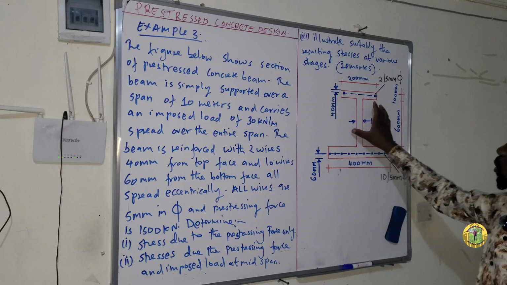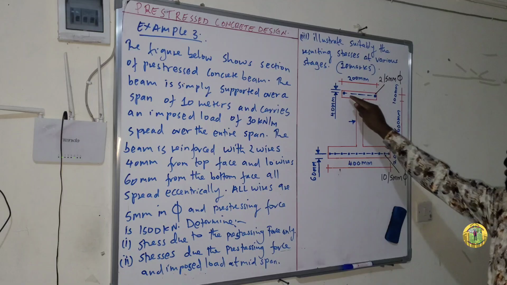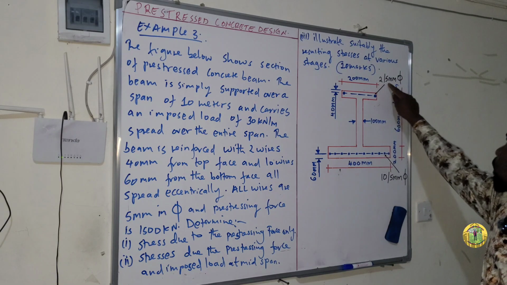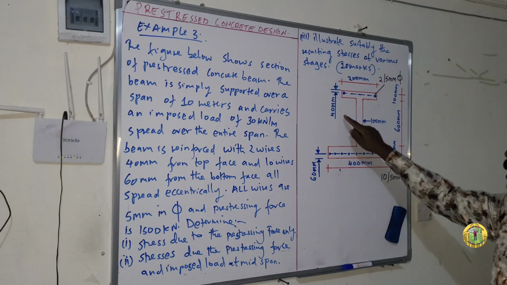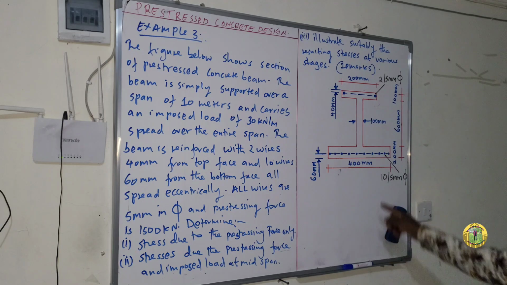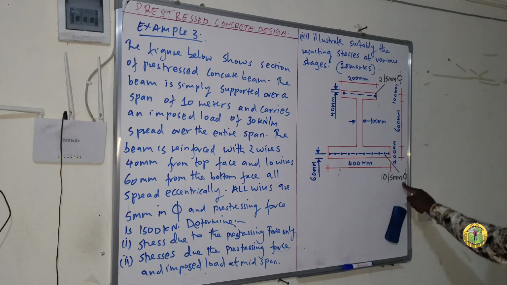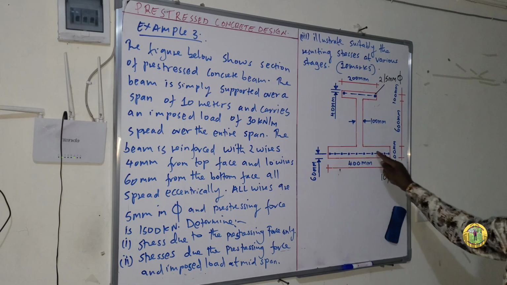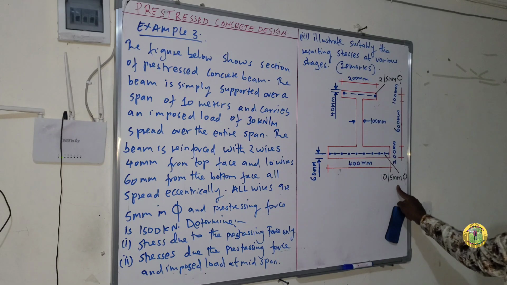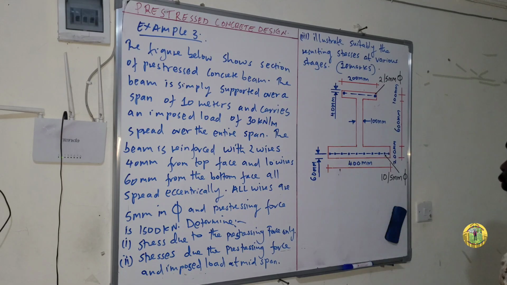This is the section of the beam. As you can see at the top flange, we have two wires, 5 millimeter in diameter, and they are placed 40 millimeters from the top of this flange. Again, at the bottom, we have 10 wires of 5 millimeter diameter: 1, 2, 3, 4, 5, 6, 7, 8, 9, 10, placed at 60 millimeter from the bottom.